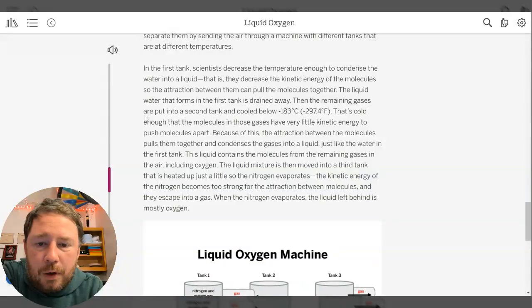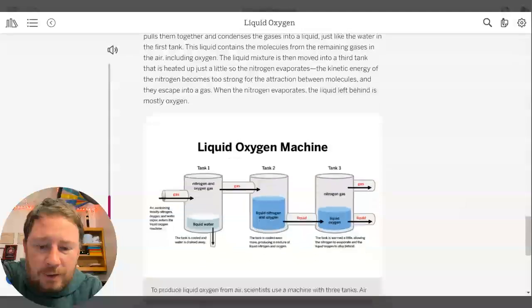Then, the remaining gases are put into a second tank and cooled below negative 183 degrees Celsius, which is negative 297.4 degrees Fahrenheit. That's cold enough that the molecules in those gases have very little kinetic energy to push molecules apart. Because of this, the attraction between the molecules pulls them together and condenses the gases into a liquid, just like the water in the first tank. This liquid contains the molecules from the remaining gases in the air, including oxygen. The liquid mixture is then moved into a third tank that is heated up just a little so that the nitrogen evaporates. The kinetic energy of the nitrogen becomes too strong for the attraction between the molecules, and they escape into a gas. When the nitrogen evaporates, the liquid left behind is mostly oxygen.